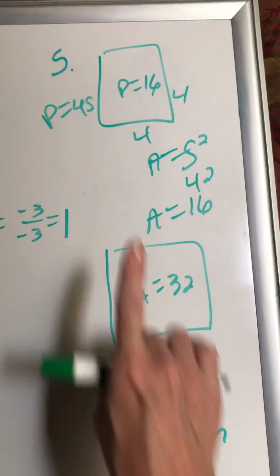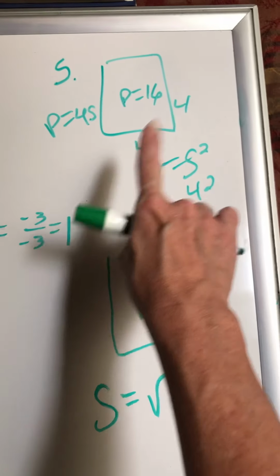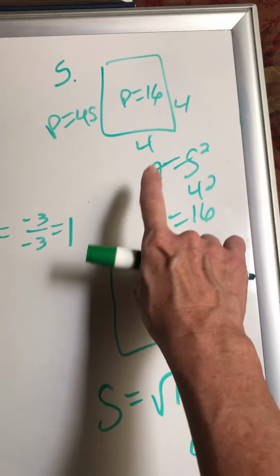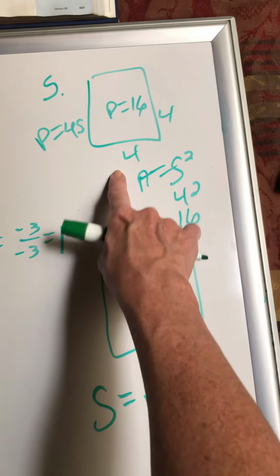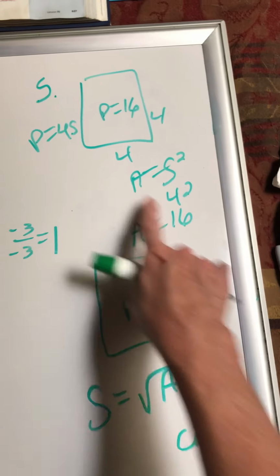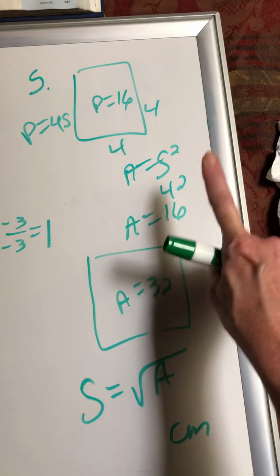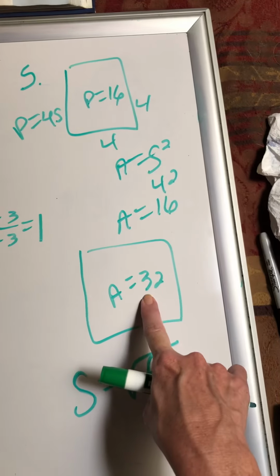Okay, so again, the perimeter was 16, which means the side of the square was 4. This area is doubled, so we need to find this area here. Well, when the side length of the square is 4, its perimeter and area are equal. They're both 16. So if I double 16, my new area is 32.